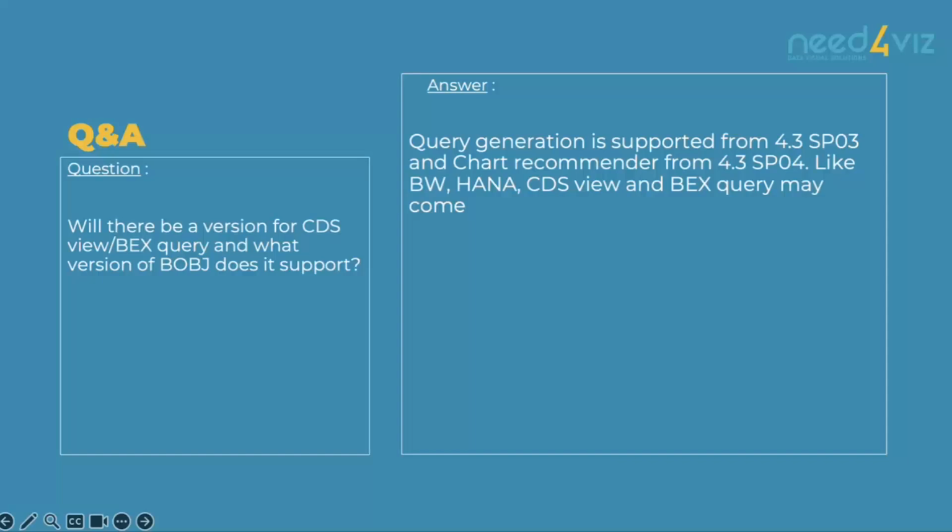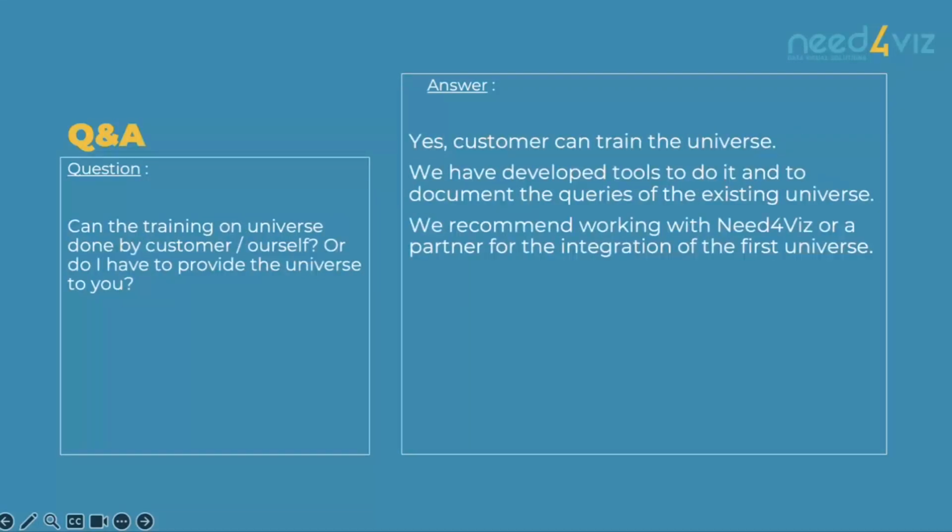So those are the minimum versions. Obviously, both Windows and Linux are supported as well. Fabulous. Next question, can the training on universes be done by customers ourselves, or do I have to provide the universe to you, being N4Viz? So absolutely yes. Customers are going to be able to train the universe.